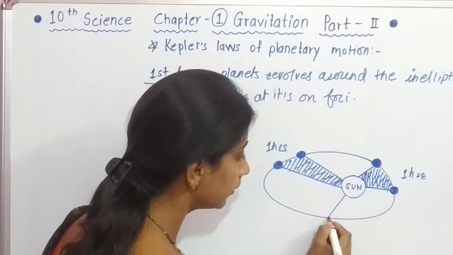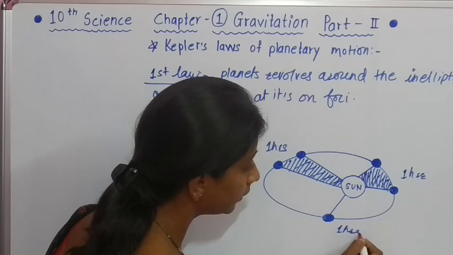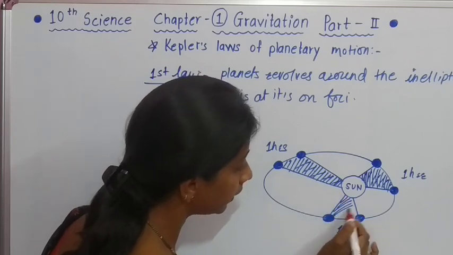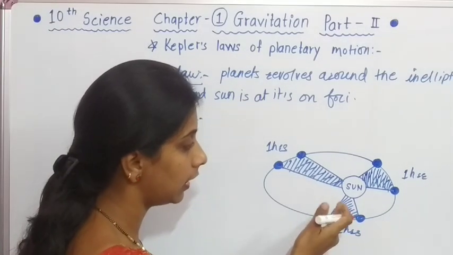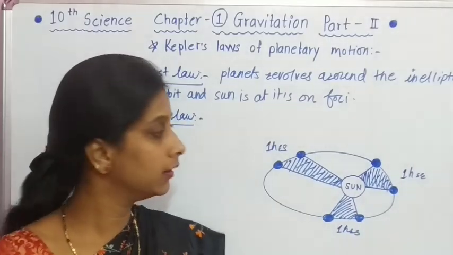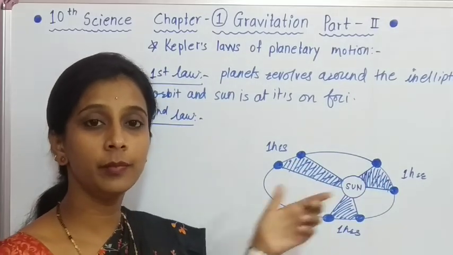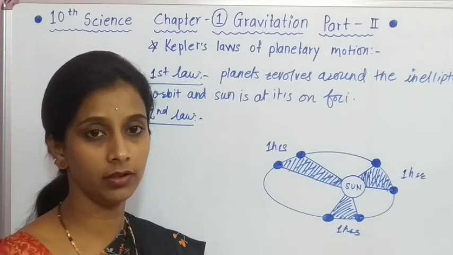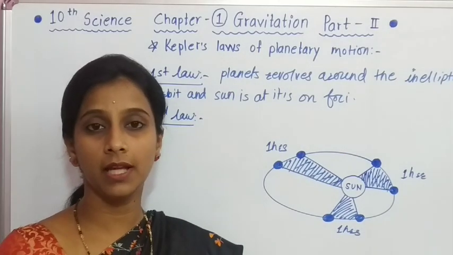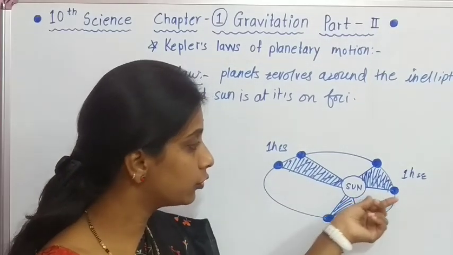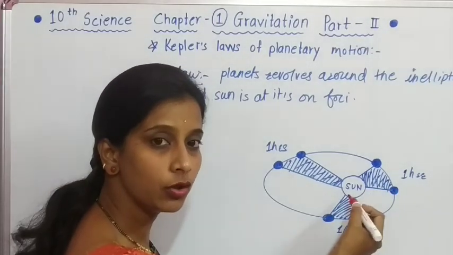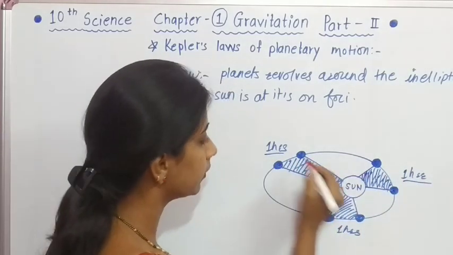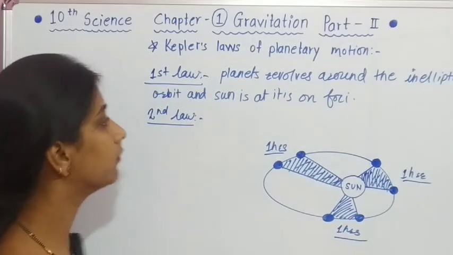Again, suppose the planet is here and in 1 hour it reaches this point. Means in 1 hour the same planet covers this area, and all the areas covered by the planet within 1 hour everywhere in its elliptical path are equal. So the second law of Kepler's planetary motion states that the line that joins sun and planet covers or sweeps equal area in equal interval of time.